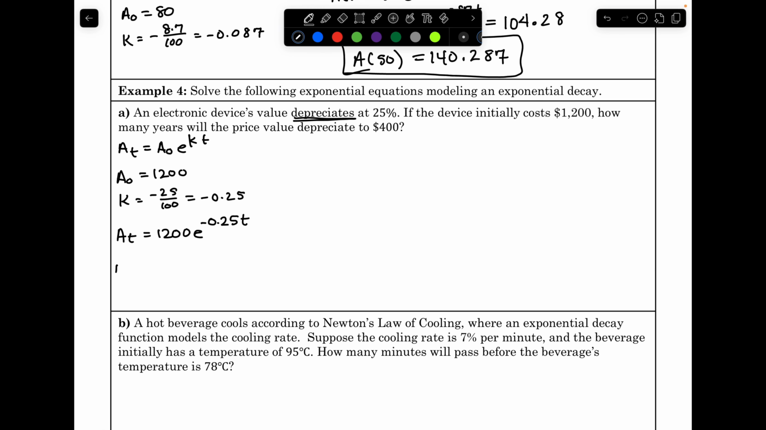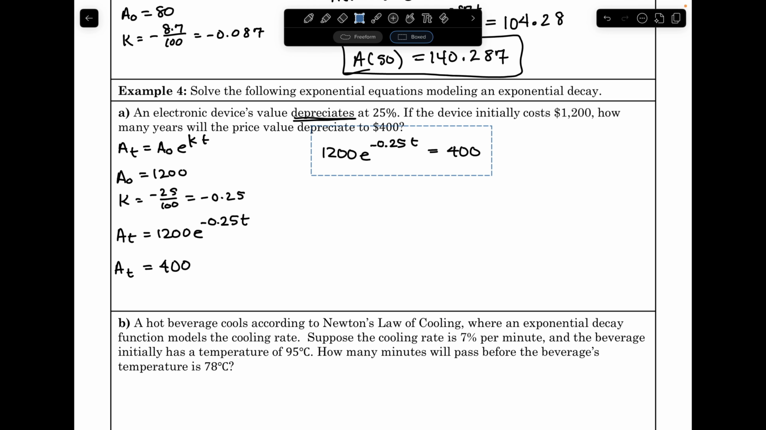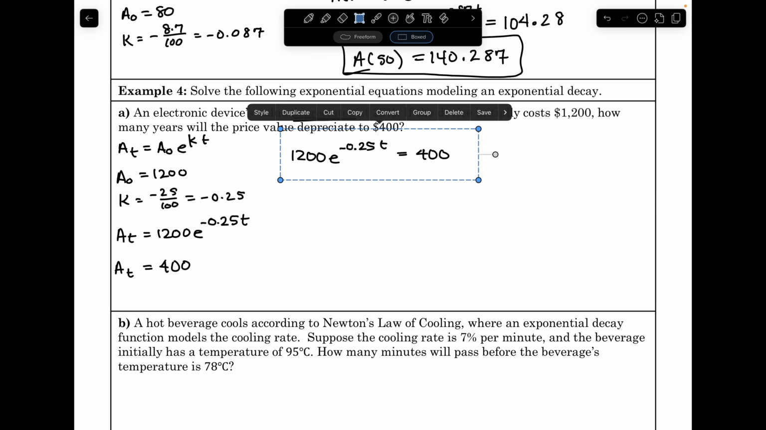And we're asked to figure out the amount at some unknown time to reach a dollar value of 400. So similar to example 2a and part A and part B, we're going to simply set an equation. So we're going to get our initial value, multiply that with e raised to the negative 0.25t and set it equal to 400. Now I want you to pay, again, very close attention to the value of t and what t equals before we plug it into decimals.